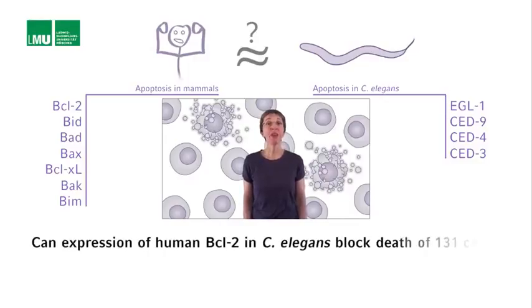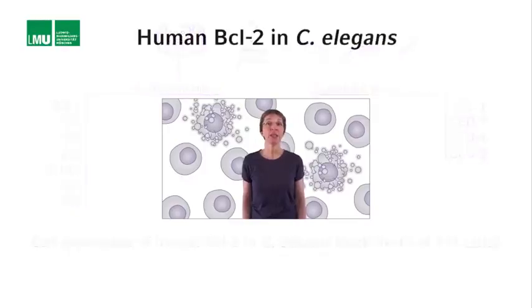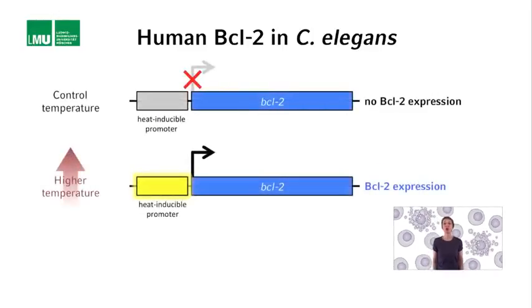To test whether the expression of human BCL2 in C. elegans could block the death of the 131 cells that normally die during C. elegans development, David Rowe and colleagues at Stanford University generated a C. elegans line transgenic for a reporter construct that allowed the expression of the BCL2 transcription unit under the control of a heat-inducible promoter. Using a shift in temperature, he could then induce broad expression of BCL2 in C. elegans.